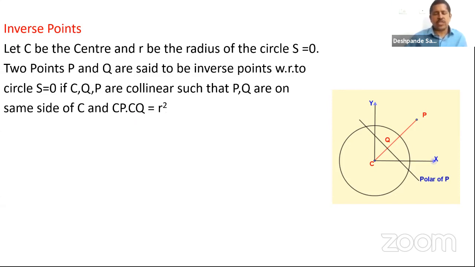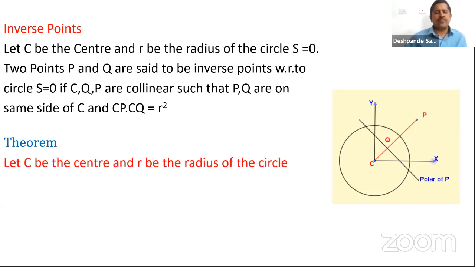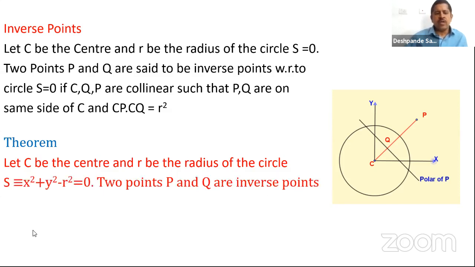So just try to recollect the formula or the definition. Just read it again and again, you'll understand it properly. Now, take a small theorem without proof again. Let C be the center and R be the radius of the circle. You take the circle equation as x square plus y square minus r square is equal to 0. You can also take the general equation of circle, no problem here. 2 points P and Q are inverse points.